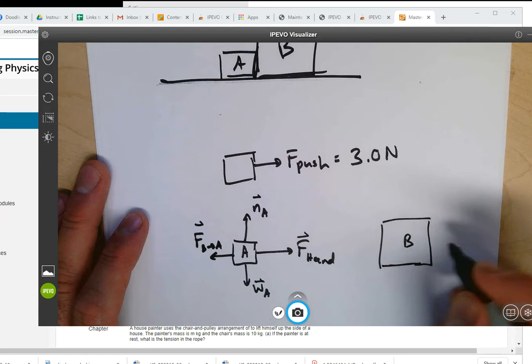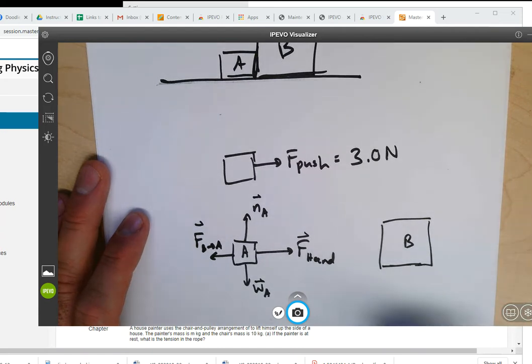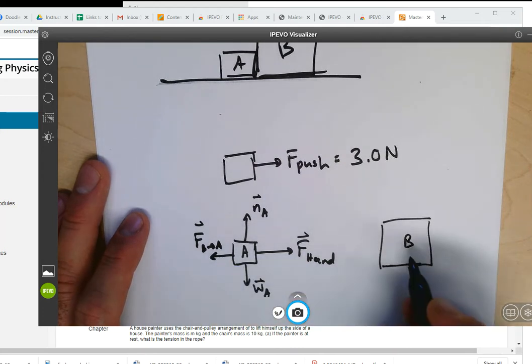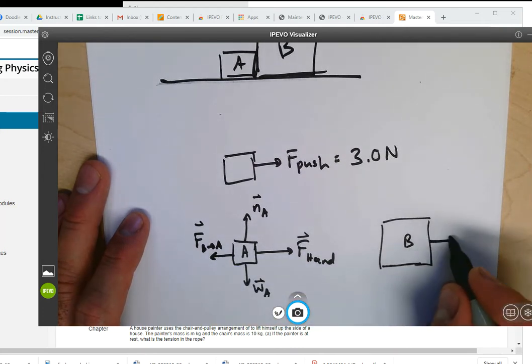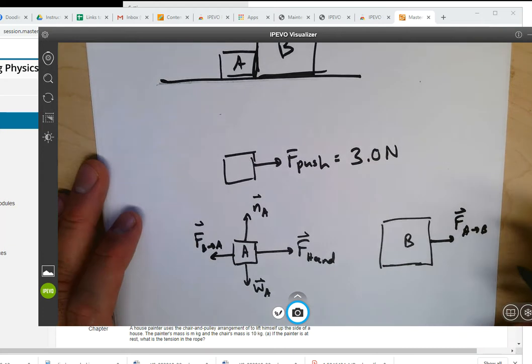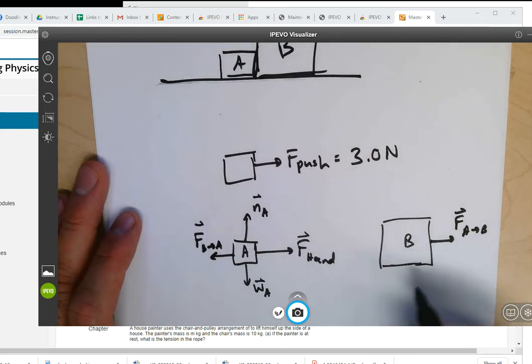Block B, well, we know because of Newton's third law, this action-reaction pair, that if block A is pushed upon by block B, then block B must be pushed upon by block A. So therefore, we must have equal and opposite forces for the force that block A has on block B.